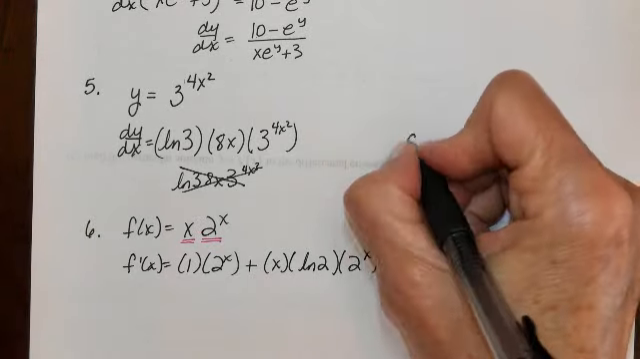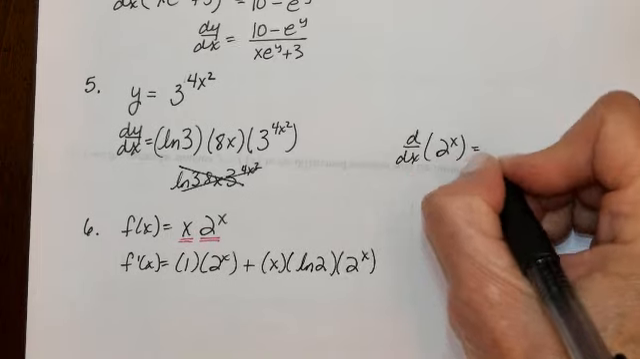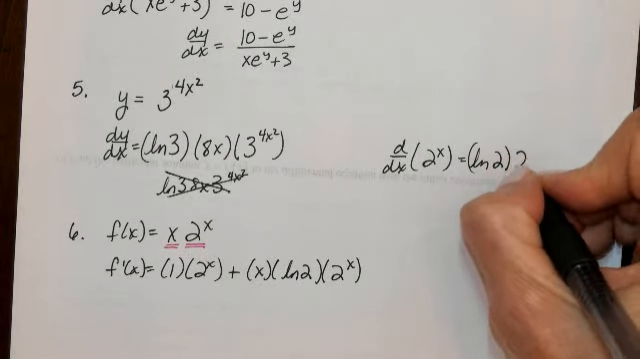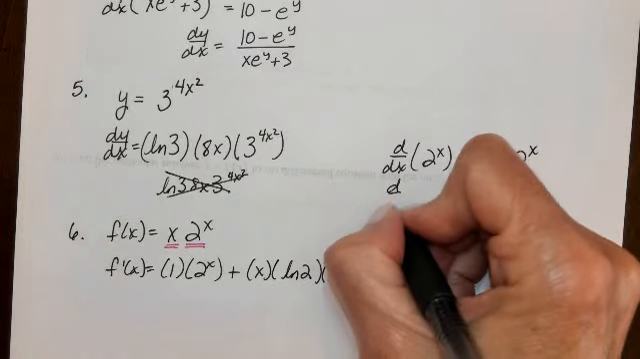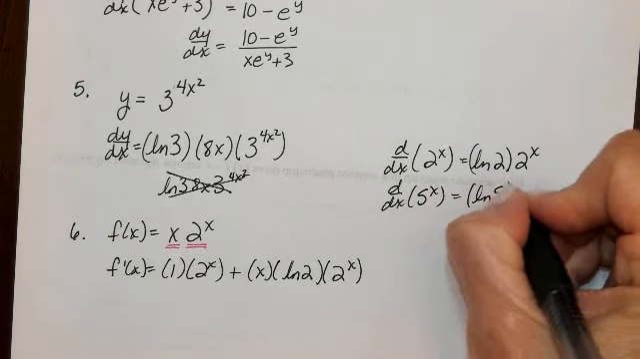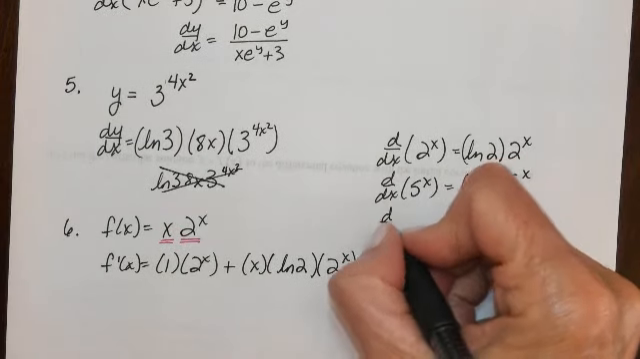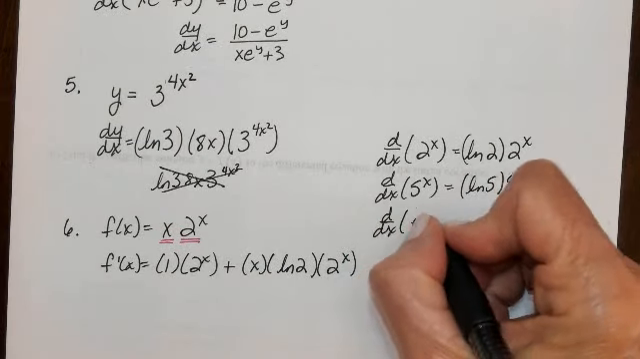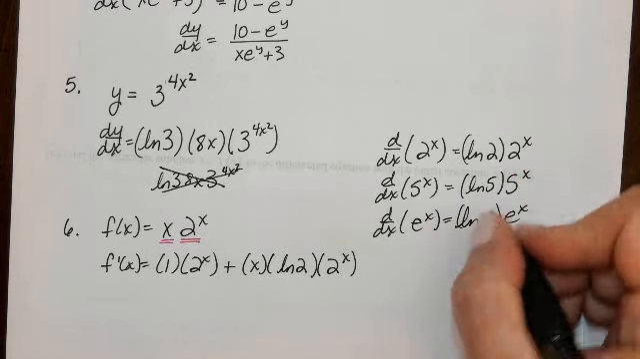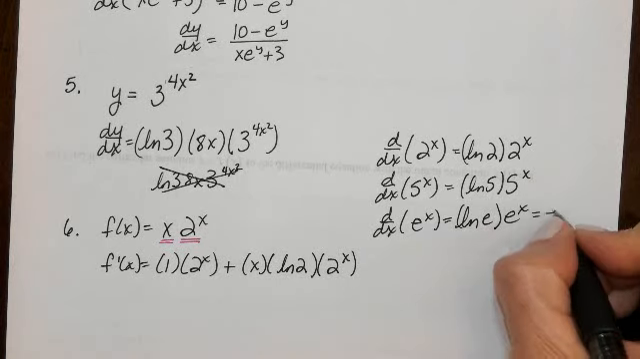Okay. Again, you guys, the derivative of 2 to the x is ln 2 times 2 to the x. The derivative of 5 to the x is ln 5 times 5 to the x. You can think of this, the derivative of e to the x is ln of e times e to the x, but ln of e is just 1, right? So that's just e to the x.